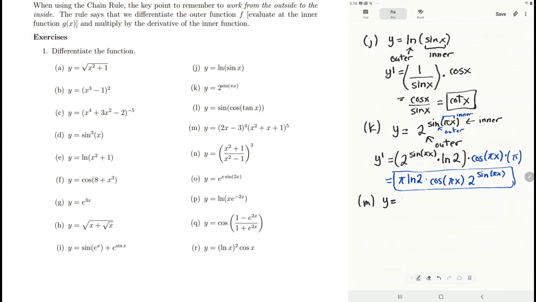In the next example, we have 2x minus 3 to the power of 4 times x squared plus x plus 1 to the power of 5. So here we have the product of two functions, and so we will need to apply the product rule. And as we apply the product rule, we will also need to apply the chain rule. So we'll call 2x minus 3 to the power of 4 as f, and x squared plus x plus 1 to the power of 5 as our g.